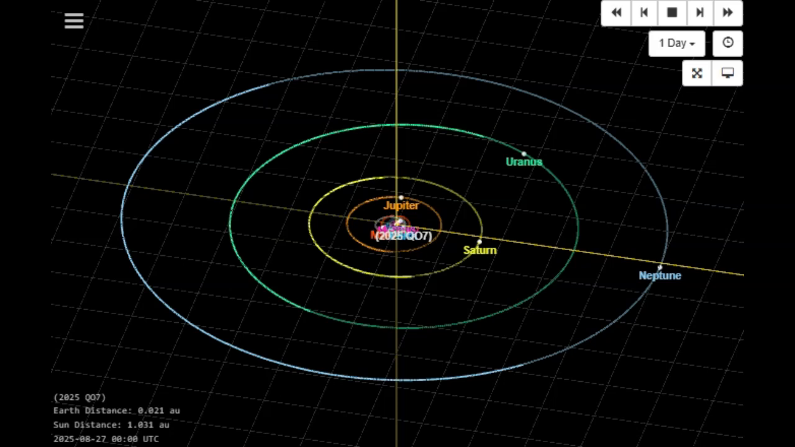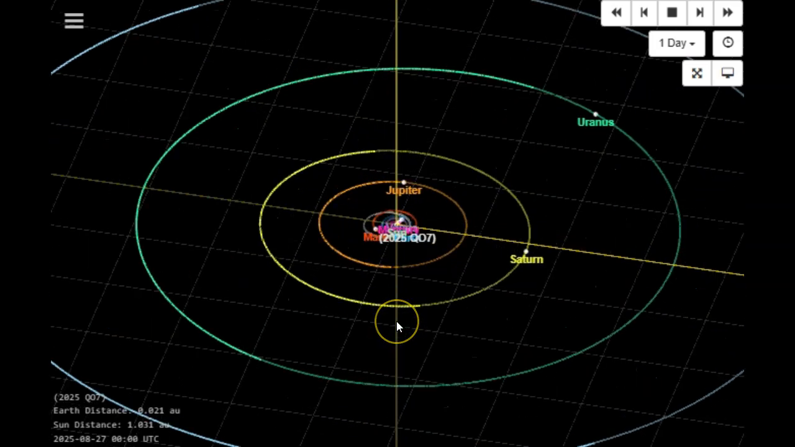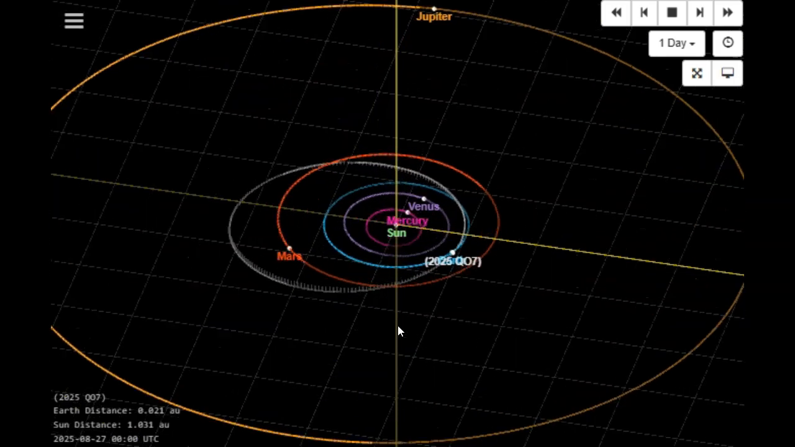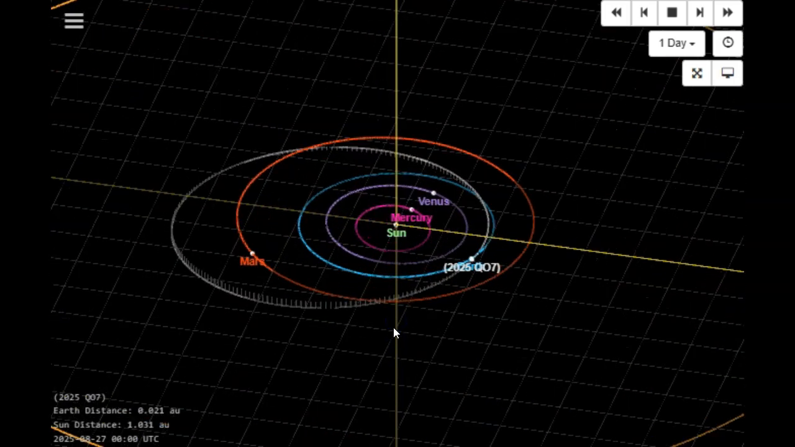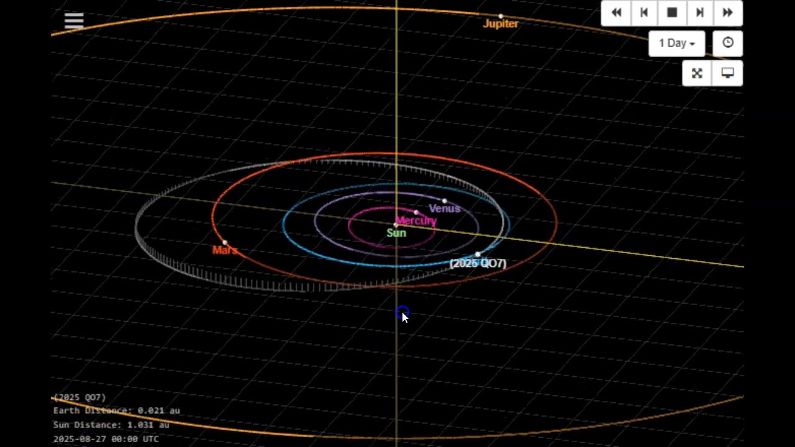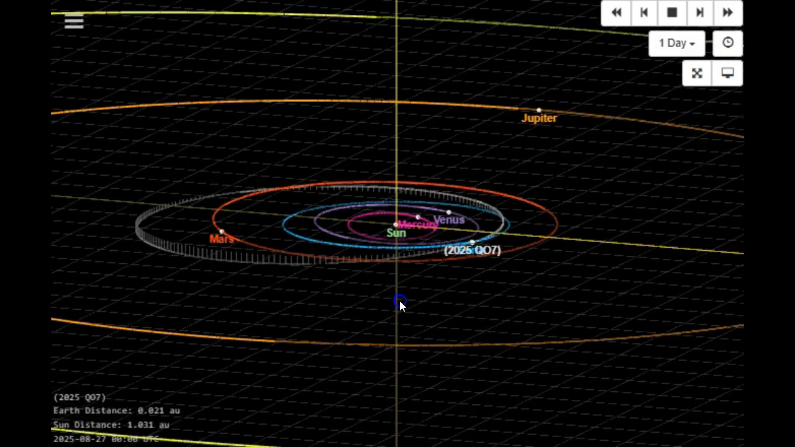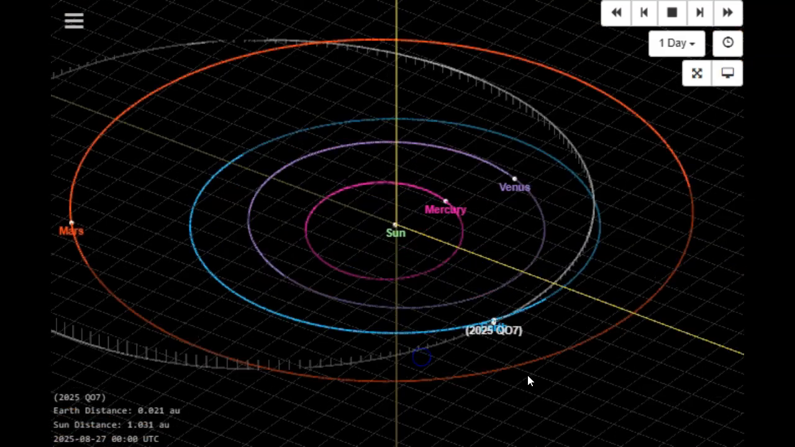This is going to be an inner solar system rock, as you can tell. And there is its trajectory. You can see that it is coming in at a slight inclination, and it's going to make its extremely close approach to Earth on August 31st. We will look at some close approach data.